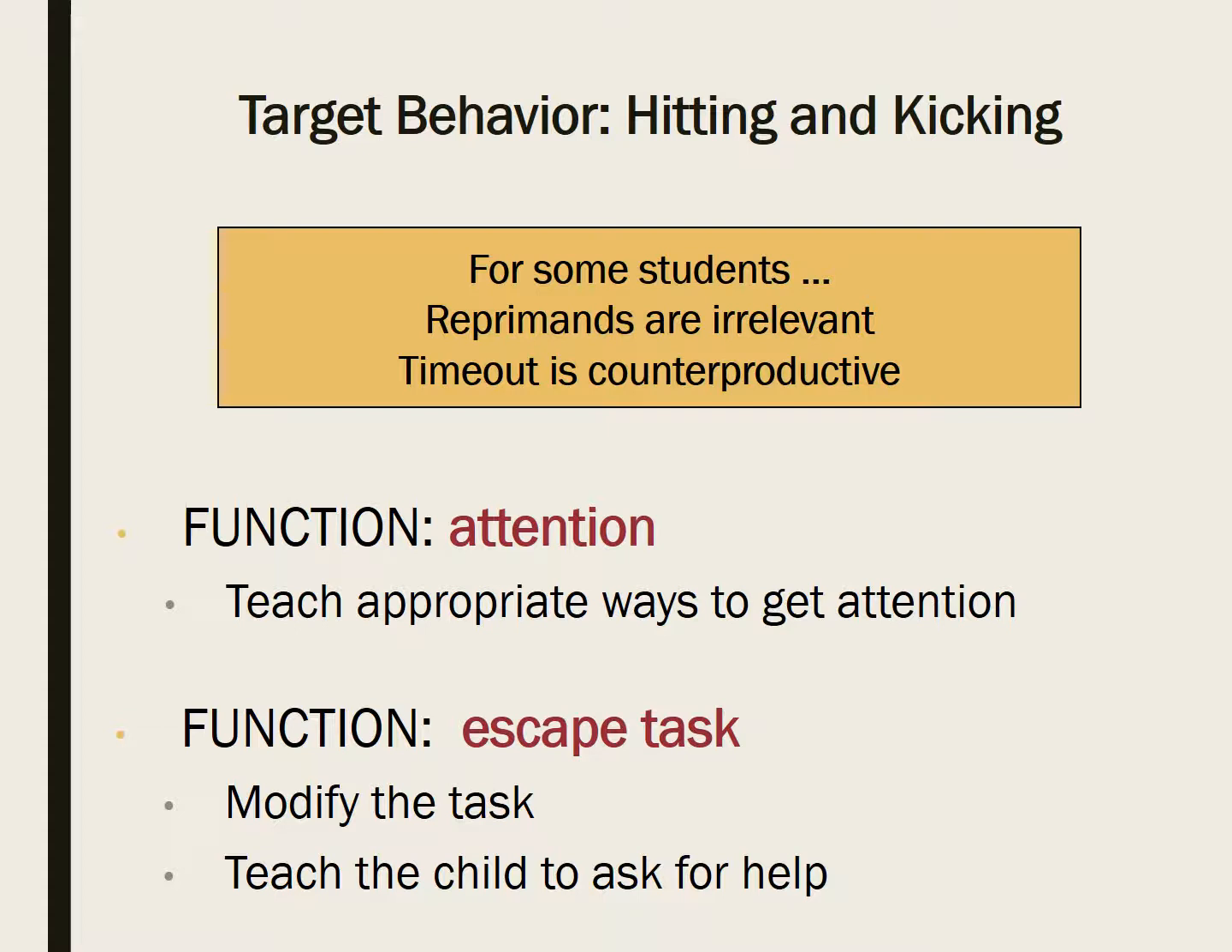Let's take, for example, the target behavior of hitting and kicking. It's important for us to remember that for some students, reprimands are irrelevant and timeouts are counterproductive. So, if we have conducted an FBA for hitting and kicking with this specific student, the hitting and kicking serve two functions: the function of attention and the function of escaping a task. Here we need to ask ourselves how we can intervene appropriately without reprimands or timeouts.